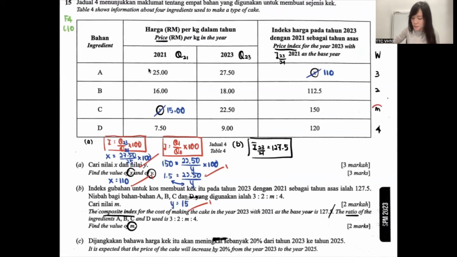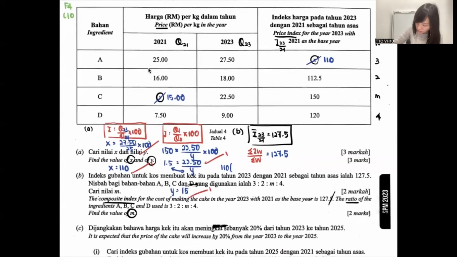So M is actually what? It is part of the ratio. Ratio means the weightage. That means you want to find the weightage. How do you find the weightage? You must have a formula that includes weightage, which is quite obvious, the composite index formula. So this is the formula. We just sub inside. So I times W. Guys, remember, I times W must be row by row times. Okay, right here: 110 times 3 plus 112.5 times 2 plus 150 times M plus 120 times 4.